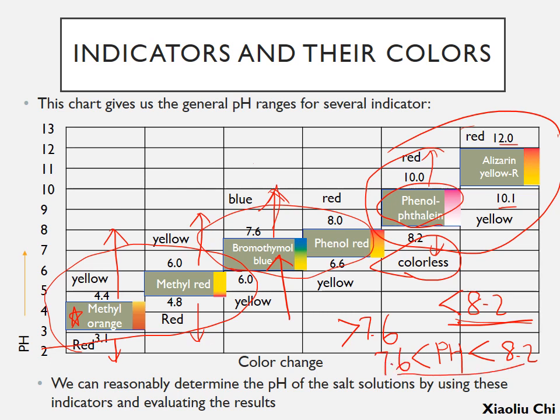Therefore, we can reasonably determine the pH range of the salt solution by using these indicators and evaluating the results. Again, this is just an estimate, so it does not determine exactly what pH value, but gives a range.